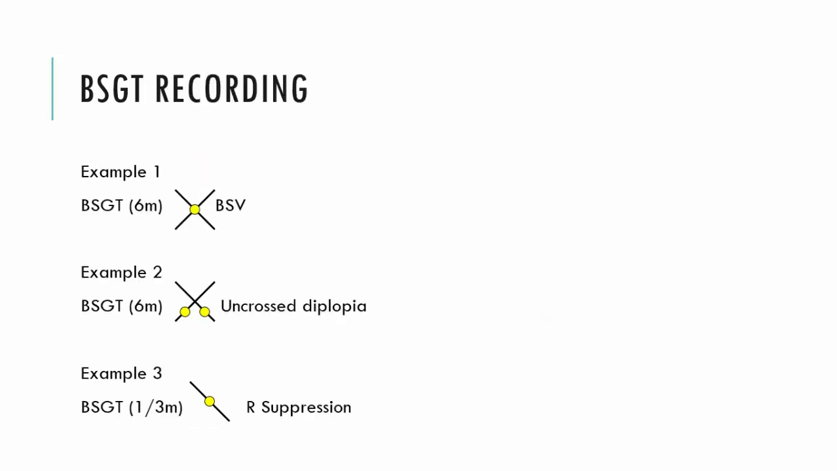In terms of recording, we would indicate that we've performed the Bagolini striated glasses, what distance you've performed it at, and generally we'll actually draw what the patient saw, with an interpretation. So here we've got BSV. In this instance, we've got uncrossed diplopia. In the final instance here, we've done it near and we've got right suppression.